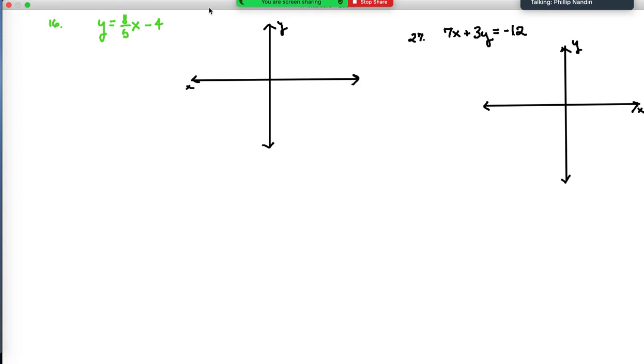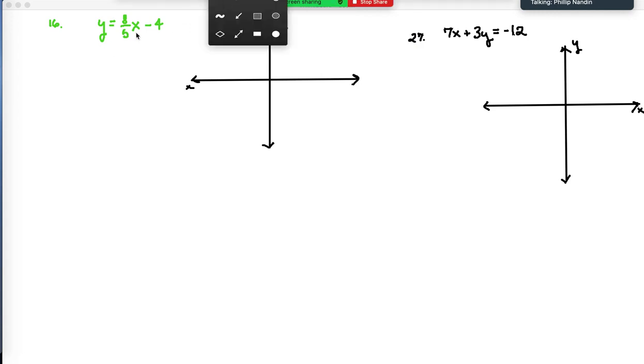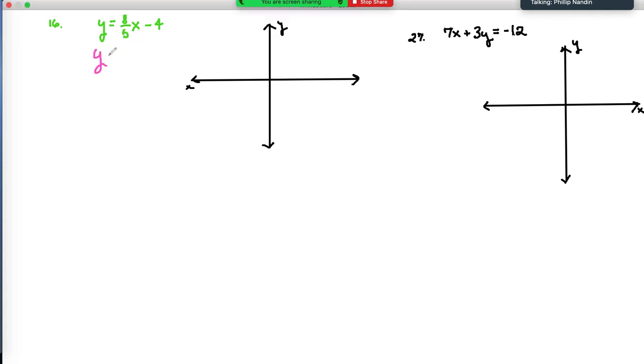Okay, now the directions read that you need to sketch this graph. The equation of this line, you need to sketch it. So basically, what you need to first know is that this first one, number 16 on the review sheet, is already in the form y equals mx plus b. This again is called slope-intercept form.